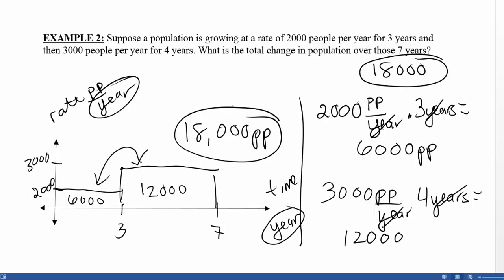I don't know what the actual population is because I don't know how much it was to start. All I know is how much it changed over the 7 years. So it grew by 18,000 people. Now, let's see why this graphical representation becomes really important to us in the next example.